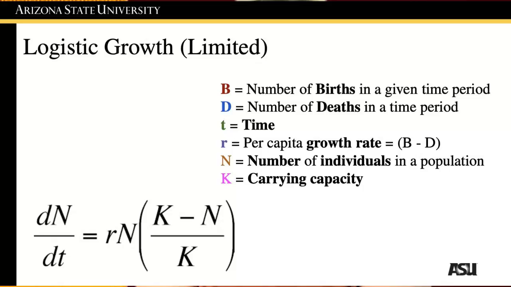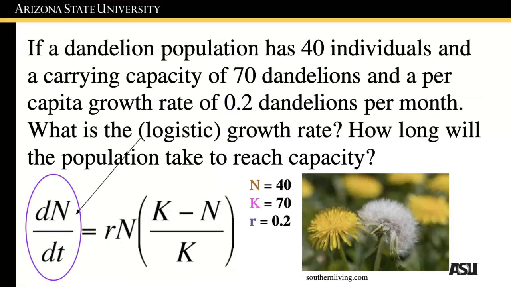In this case, D represents delta, or that triangle we saw. So this is the change in number of individuals divided by the change in time, which equals the per capita growth rate times the number of individuals times the carrying capacity minus the number of individuals divided by the carrying capacity. So let's try this.